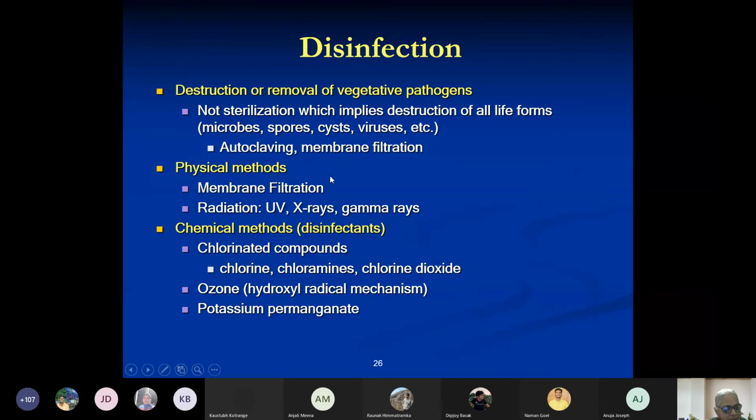And then we have physical methods for doing this. It can be membrane filtration. We will go into that in the next class. And we have radiation. You can have UV radiation, X-rays, gamma rays, but for practical purposes, we use UV radiation. Chemical methods are basically where we have chemical disinfectants. You can have chlorinated compounds, chlorine, chloramine, chlorine dioxide. You can have ozone, and you can have potassium permanganate.